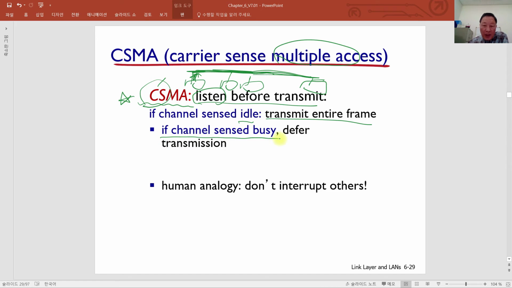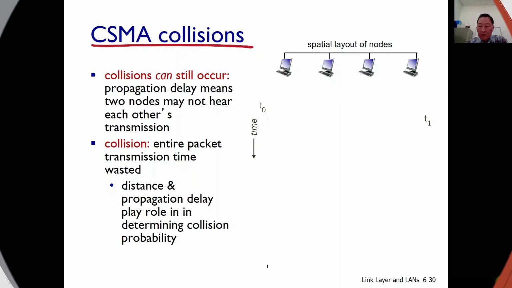If a channel is busy, if a node senses that some other node is sending, then it waits for the completion of that transmission. This is a human analogy: we are not interrupting others if somebody is talking. That is a similar example and analogy.